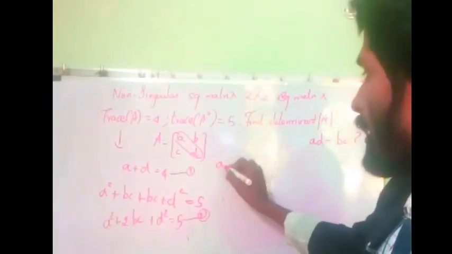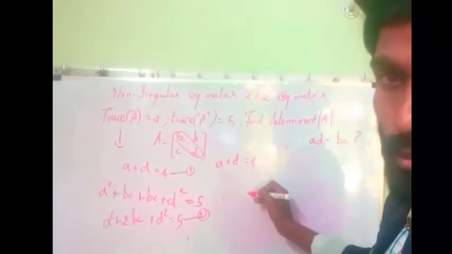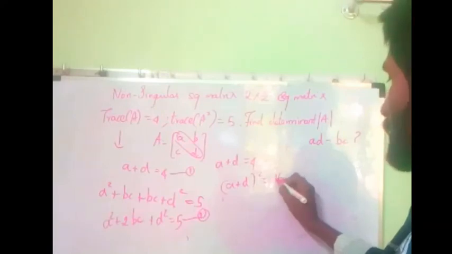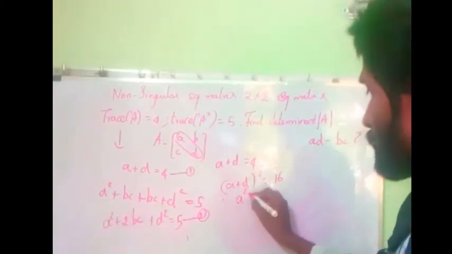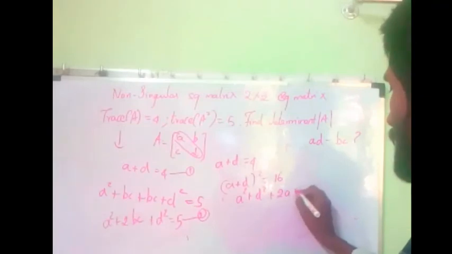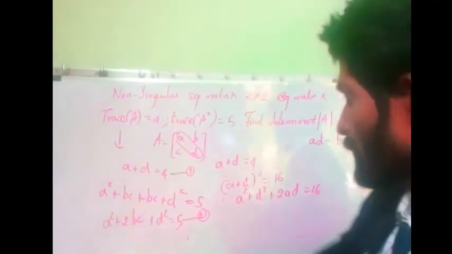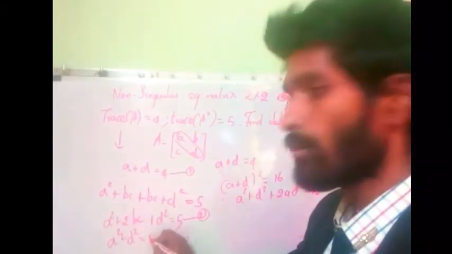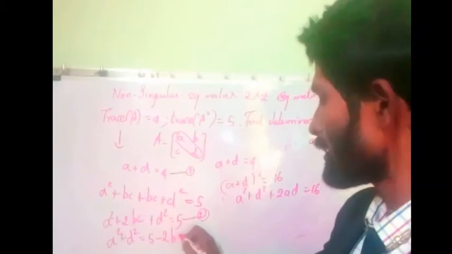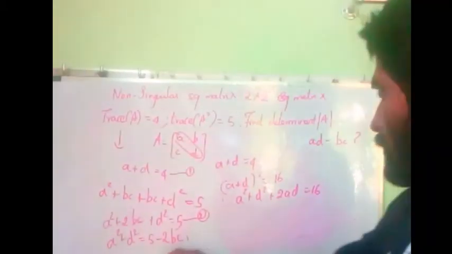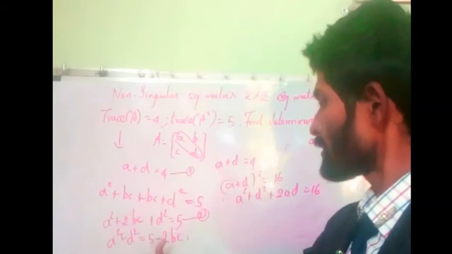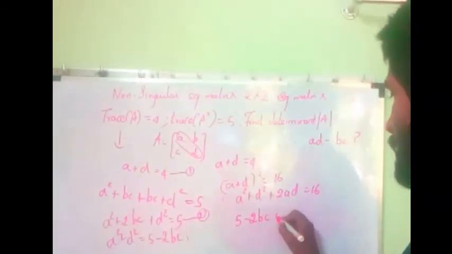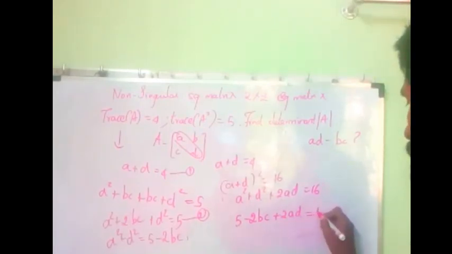So what's this? a plus d equal to 4. Shall we square? Yes, square. a plus d, the whole square, is equal to 16. Now expand. So a squared plus d squared plus 2ad equal to 16. Now look at here. What is a squared plus d squared? It is equal to 5 minus 2bc. So you have the value here. Apply this value here: 5 minus 2bc plus 2ad equal to 16.